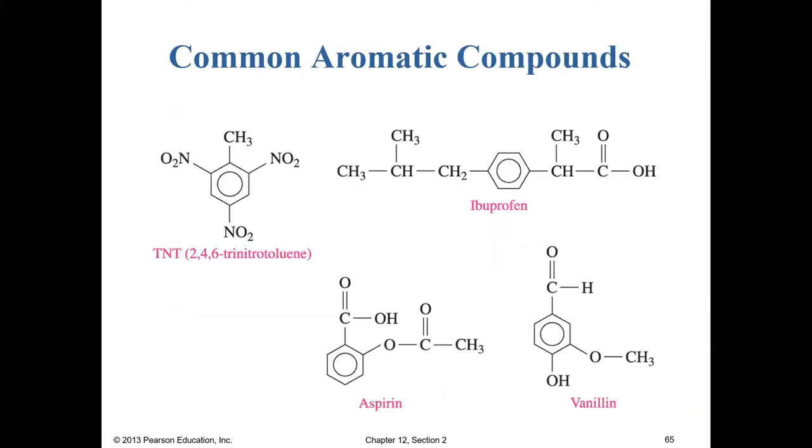So in this case, if we're looking at some other aromatic compounds that you might see or know of or heard of, TNT, okay? 2,4,6-trinitrotoluene. TNT is what is used to blow up and detonate things. That is an aromatic compound. Again, highly explosive, highly flammable. Ibuprofen itself actually has an aromatic compound in it. Aspirin even has one, and vanillin.